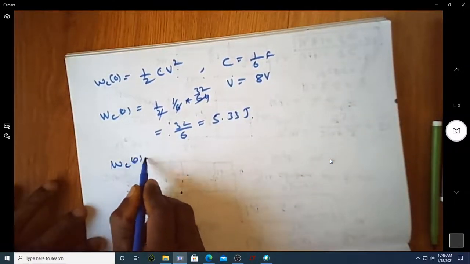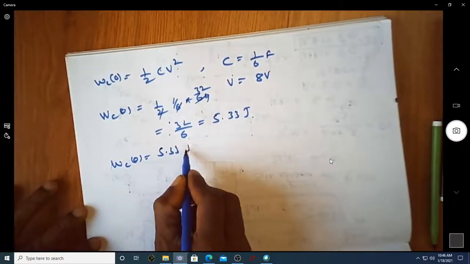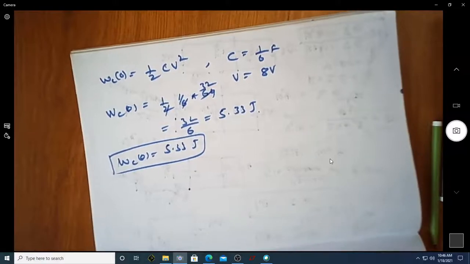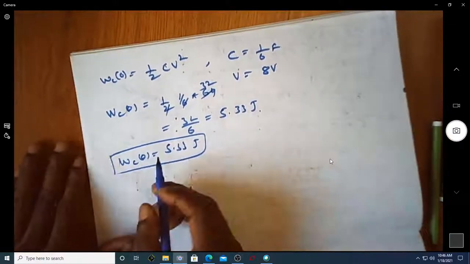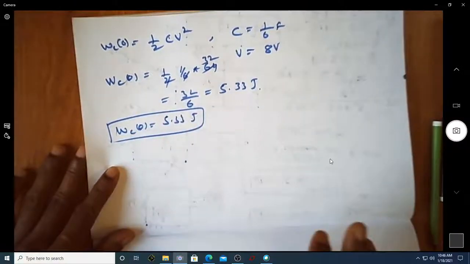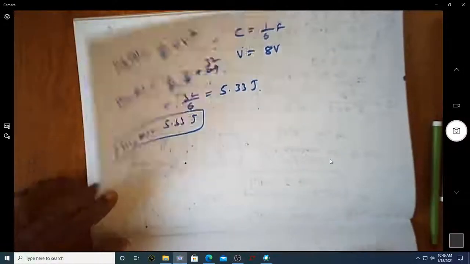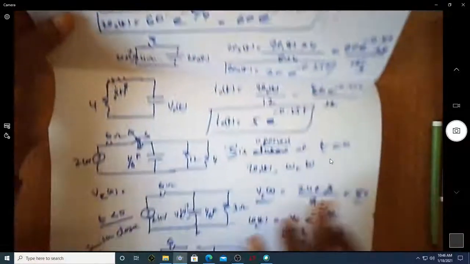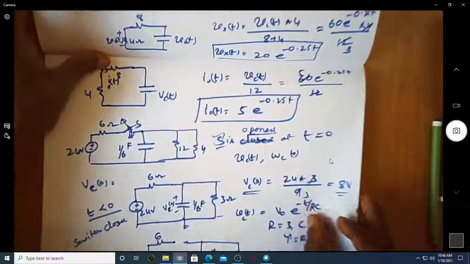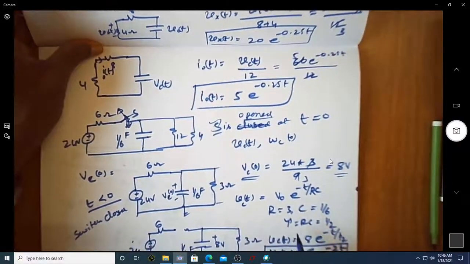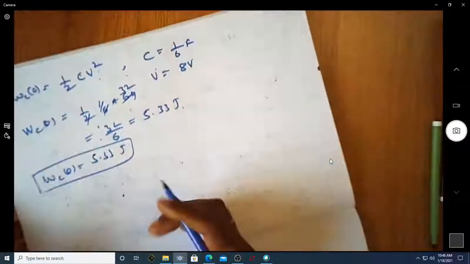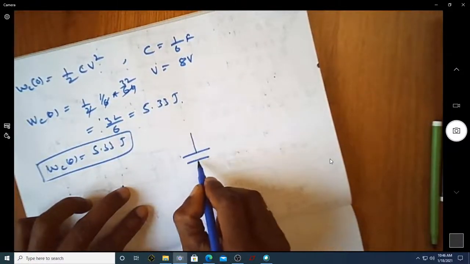So this is the value of the energy that is stored in the capacitor before I open the switch. Once I open the switch, it will start dissipating across the resistor, because this resistor is coming in parallel with the capacitor. So this way we can use the expression that we derived in this particular video, which is that a capacitor will certainly discharge.